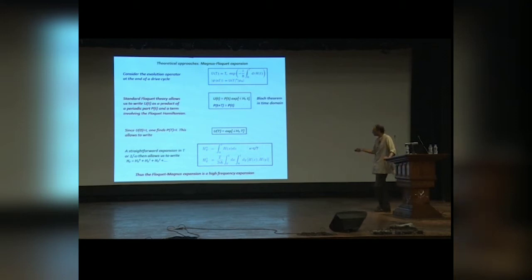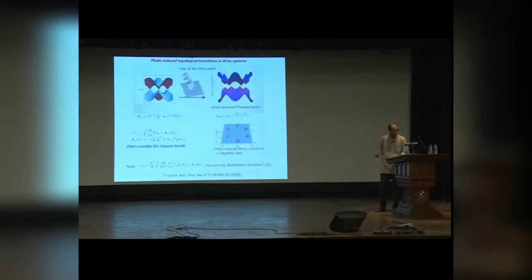It depends on the smallness of T or 1 over omega. And to zeroth order, you find that the Floquet Hamiltonian is just the time average of the Hamiltonian, and there are other terms. So this is the Floquet Magnus expansion, which is a high frequency expansion, and it relies on the smallness of 1 over omega. Okay. Now, people have used this to study several systems, and the system that I am going to be concerned about is graphene in the presence of external radiation, which has been studied by several groups. And here I have taken some data from Takashi Oka and Hideo Aoki's paper.